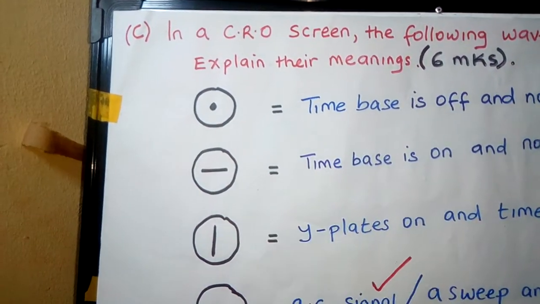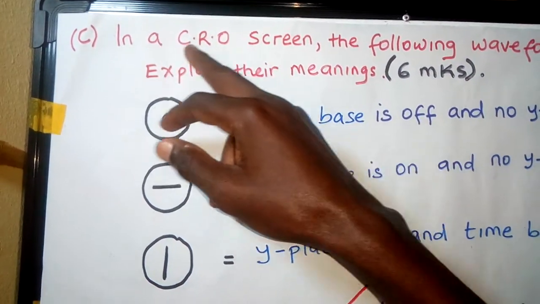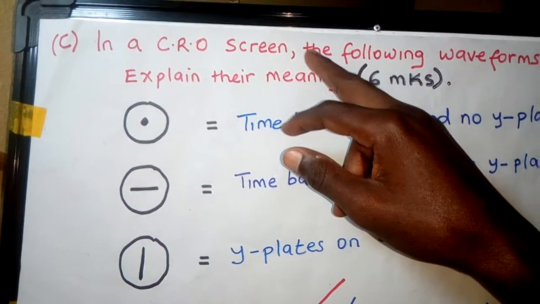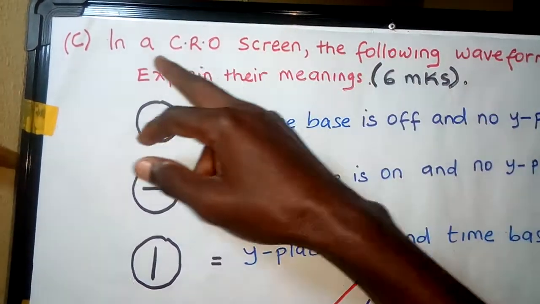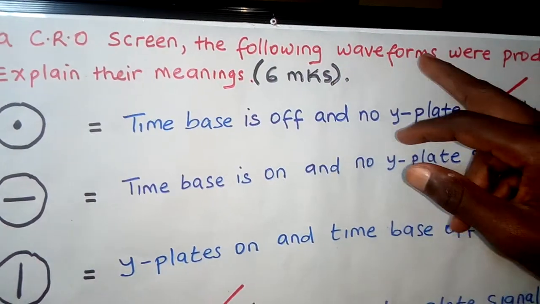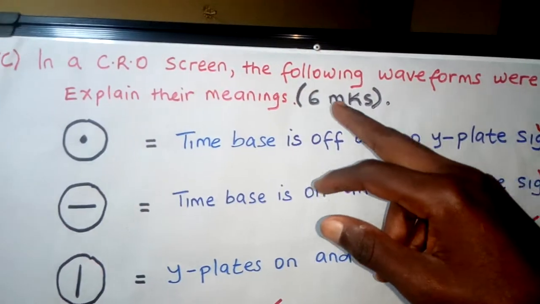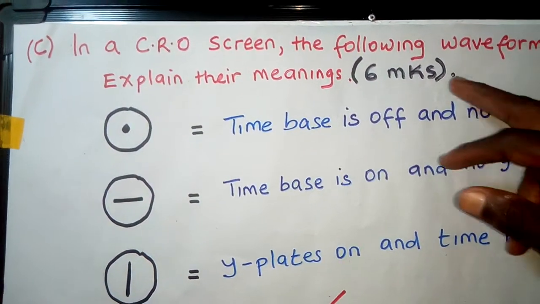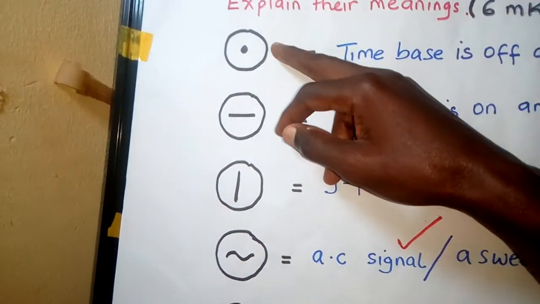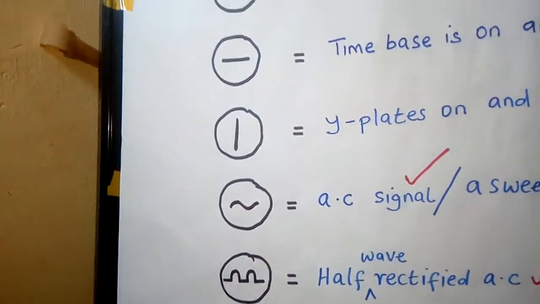What do these pictures mean? That's what this question is asking. In a CRO, in a cathode ray oscilloscope screen, which we call oscillograph, because it's like a graph, the following waveforms were produced. Explain their meanings. 6 marks. How many diagrams are there? There are 6. 1, 2, 3, 4, 5, 6. So each one is 1 mark.